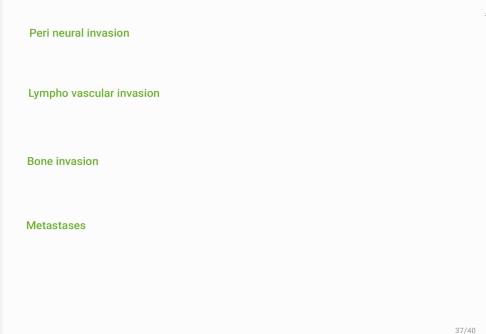Then next comes the perineural invasion, which means involvement of any peripheral nerves, which means the tumor may develop into any of the layer of nerve sheath. Lymphovascular invasion refers to presence of tumor cells within the endothelium lined space.